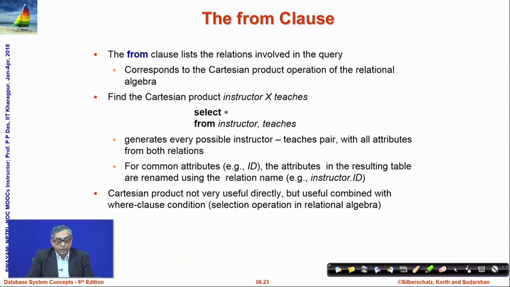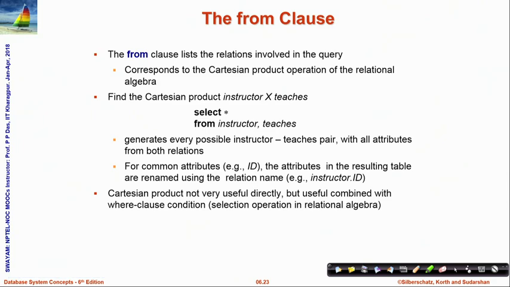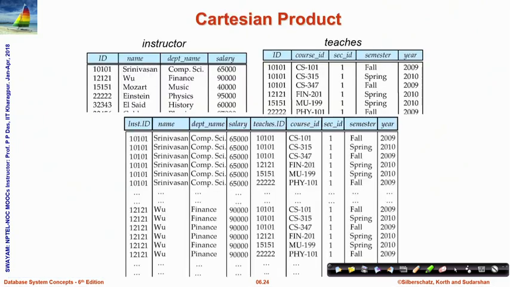So, this will cause the Cartesian product to be computed, which may not be very useful as an independent feature, but we will see in the next module how it can give very important computations in terms of computing joins and so on. So, here is an example of the Cartesian product that we talked of.